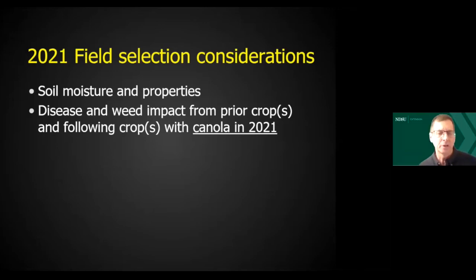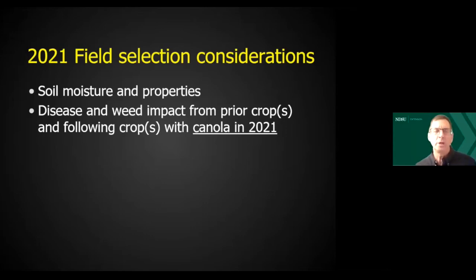On soil properties, I want to talk a little bit about salt tolerance, but I'll do that with the next slide. And then certainly we want to consider disease and weed impacts on prior crops before canola for growing it this year, as well as after. As an example, if we have dry bean or sunflower in the rotation with canola, it certainly increases our risk of having sclerotinia in our canola in 2021.